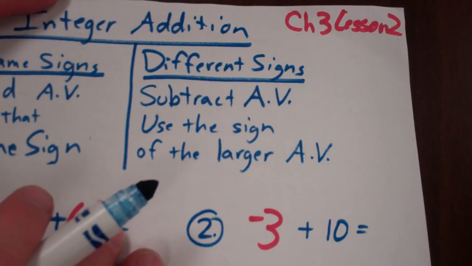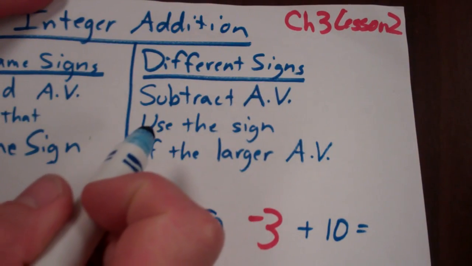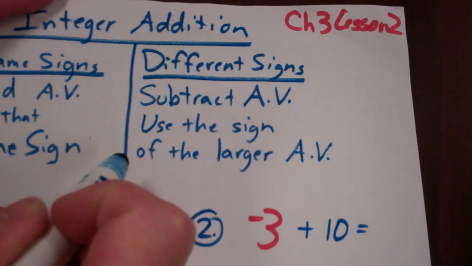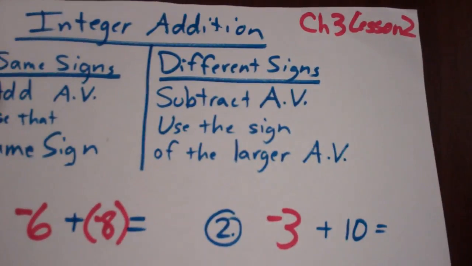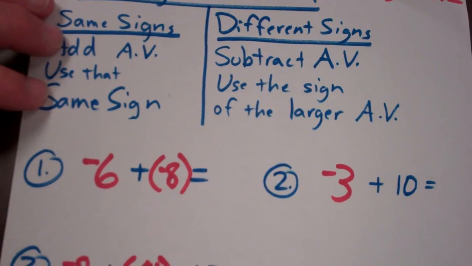If they have different signs, you subtract the absolute values because they're working against each other, and use the sign of the larger absolute value. Alright, subtract, sign of the larger is the way I'm going to say that in class most of the time. So we'll just do a couple of those and I'll explain it as I go.